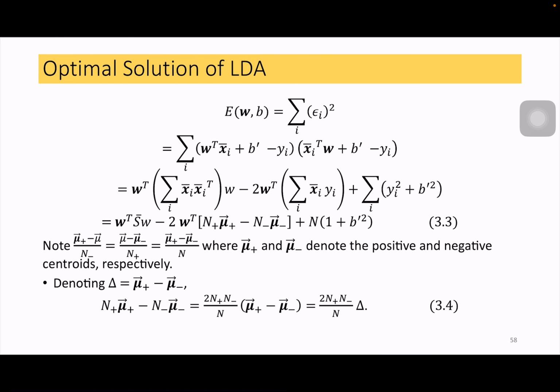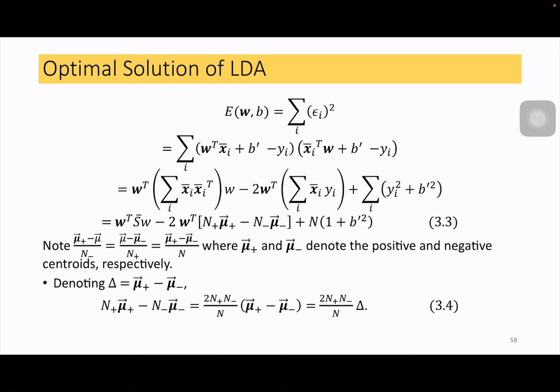So the optimal solution of LDA is to minimize E(W, b), the summation of epsilon squared, where the summation of W transpose xi plus b minus yi, squared, is expressed with x transpose of W plus b minus yi.